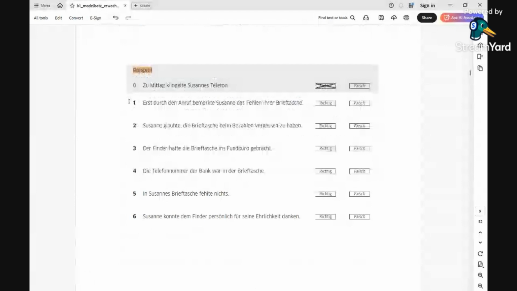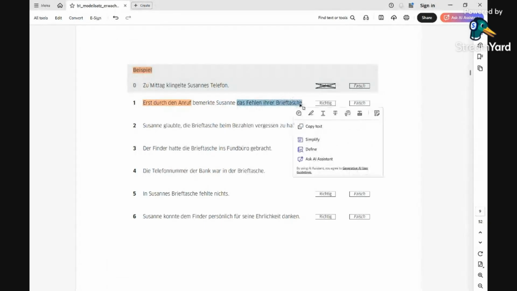Nummer 1. Erst durch den Anruf bemerkte Susanne das Fehlen ihrer Brieftasche. So here I think the keywords are erst durch den Anruf bemerkte Susanne das Fehlen ihrer Brieftasche. I feel like those parts are keywords because, first of all, this is the first question, and remember we have not even read the passage. So the first question normally tells us what the passage could be about. We get an idea of what the passage is talking about.